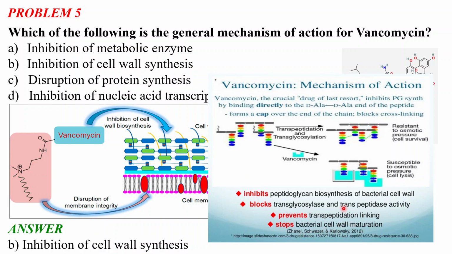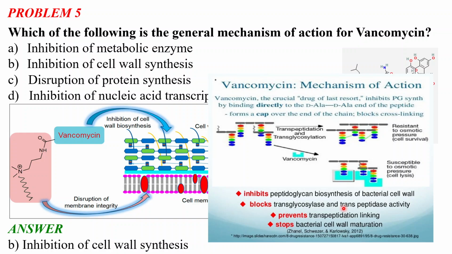Okay, so this is the mechanism of action of vancomycin, and it is a drug of last resort. Because this is a very strong antibiotic agent, it is given at the last. First, other types of antibacterial agents are used, and if they do not work, then this kind of drug, vancomycin, is used.